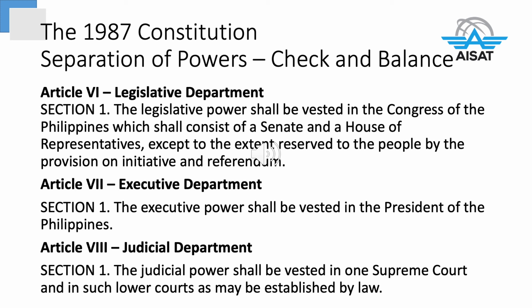So, what is legislative power? That's the power of making laws that is given to the Congress. Next, in Article 7, Executive Department. The executive power shall be vested in the President of the Philippines. So, in the Executive Department, which the President is on top and all his secretaries below, they have executive power. They can run, they operate the government. That's all under them. In Article 8, we have the judicial department, and these are the courts and the judges. So the judicial power shall be vested in one Supreme Court and in such lower courts as may be established by law.